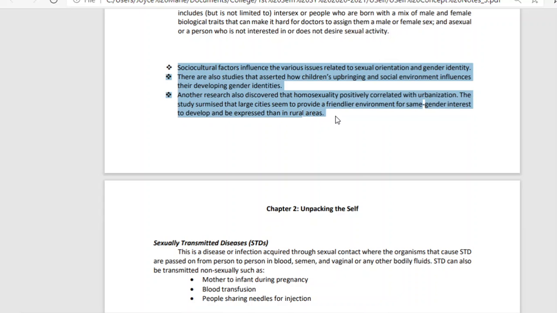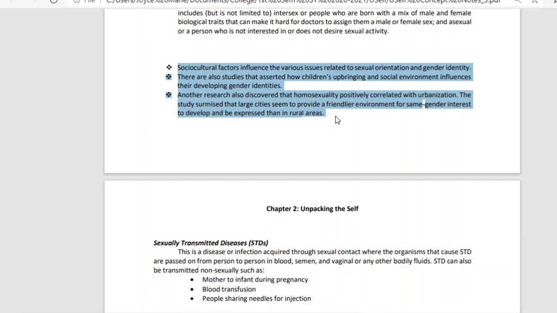So, social-cultural factors influence the various issues related to sexual orientation and gender identity. Some studies asserted how children's upbringing and social environment influence their developing gender identities. Another research also discovered that homosexuality positively correlated with urbanization. The studies surmised that large cities seem to provide a friendlier environment for same-gender interests to develop and be expressed than in rural areas.